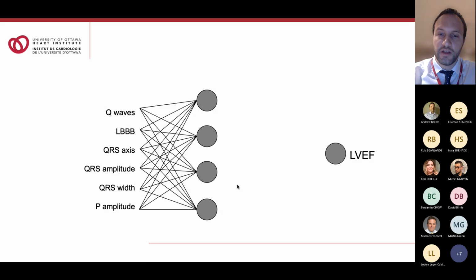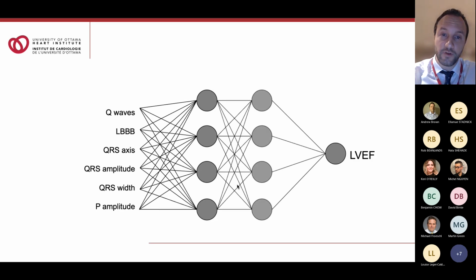And of course, I'm speaking of layers. We can add several layers to a neural network. Again, just in terms of terminology, these would be called features. For example, the Q wave axis, the left bundle morphology, these are features. We have hidden layers that are part of the neural network, and then an output layer that gives us our predicted ejection fraction in this case.